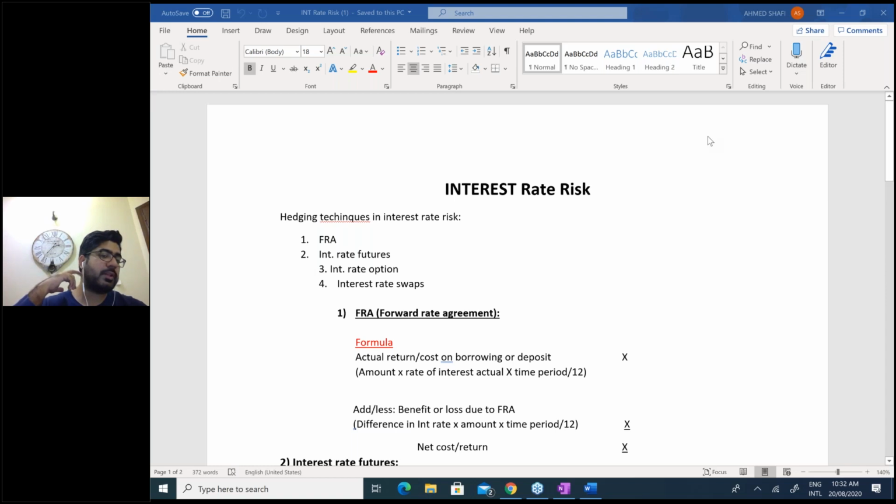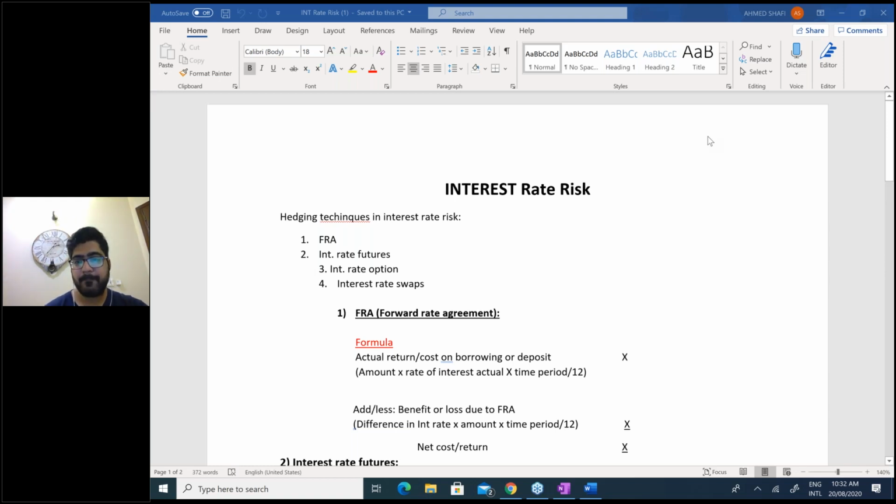How to deal with FRAs, interest rate futures, and interest rate options? You were told that forward rate agreement involves actual return on deposit or cost of borrowing. It was very easy: the amount into rate of interest into time period over 12. Then add or less the benefit or loss due to FRA, the difference between the rate which you are getting in the market and the rate of FRA, into amount into time period over 12. The big decision was whether it's a gain or a loss, and then whether it should be added or deducted. Obviously, in case of deposit, if you booked a rate at 4.82 and market rates became 4.5, you got a benefit. It increases return, so add it, else deduct it.